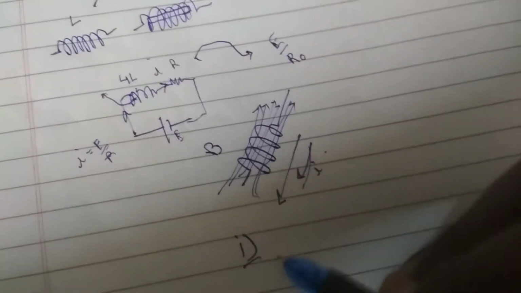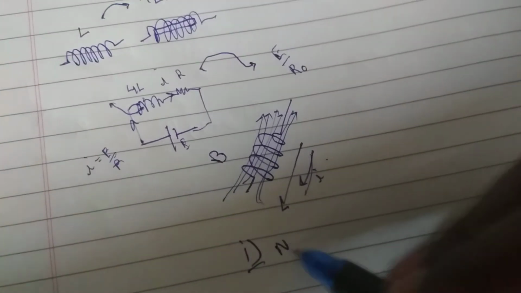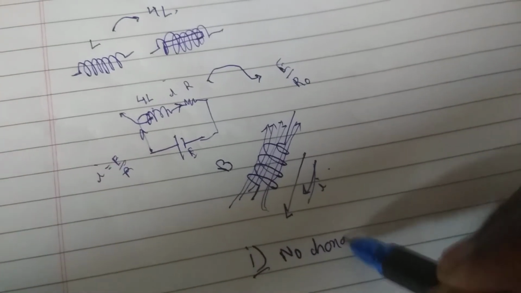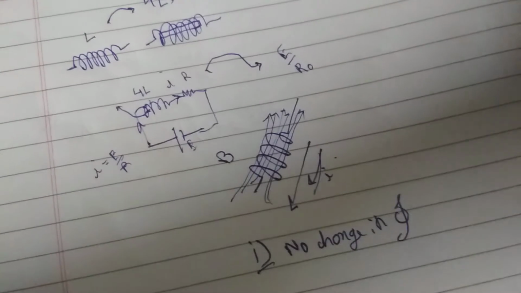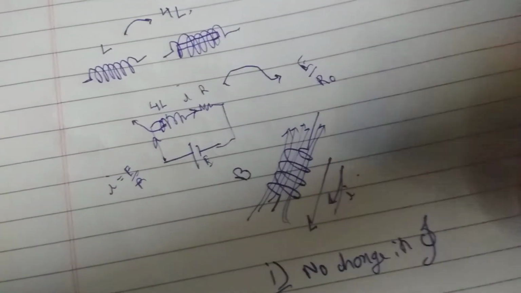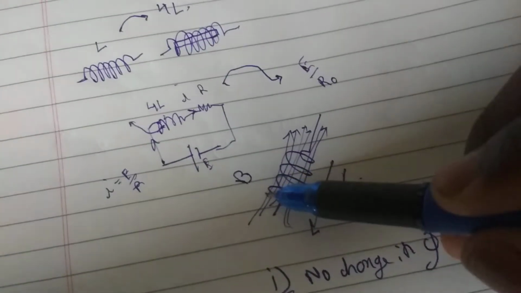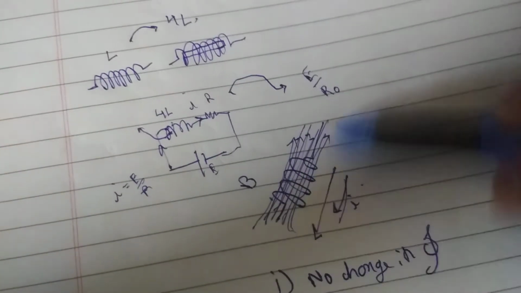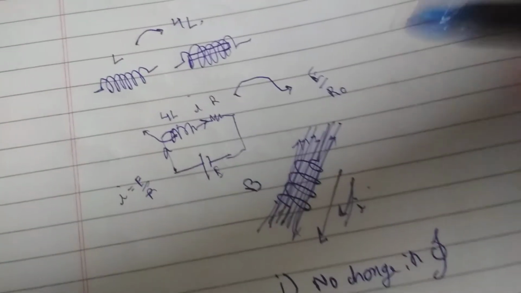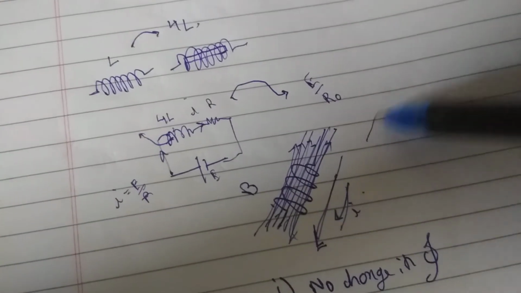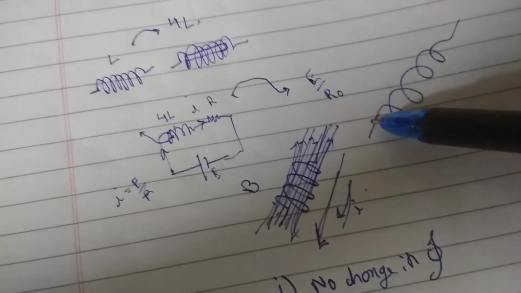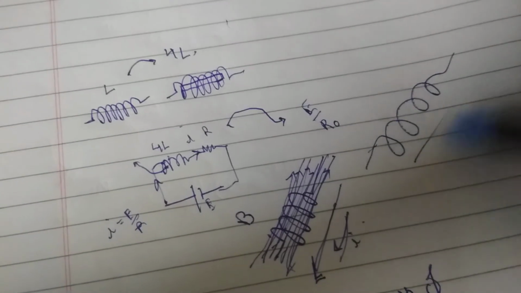So the primary task of an inductor is no change in flux. It wants to keep the flux constant. In this case, you are trying to increase the flux, so its only way to decrease the flux is to induce a current in this direction. If you were to decrease the flux, then its only way to keep the flux constant would be in this direction.